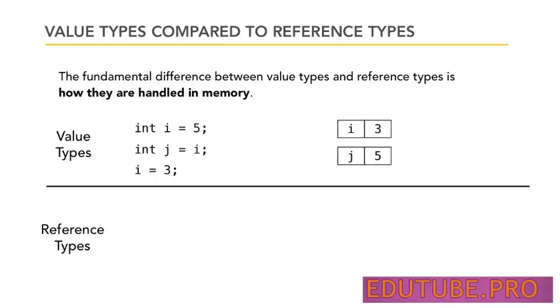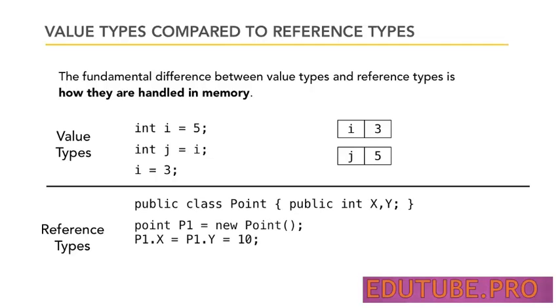Now let's compare that with how reference types work. So suppose I made a class called Point, and inside my Point class I had two integer member variables, x and y, which represent the coordinates of the point. To create a new point, I would declare a Point class variable named p1, and I would use the new operator to create a new instance of the Point object.